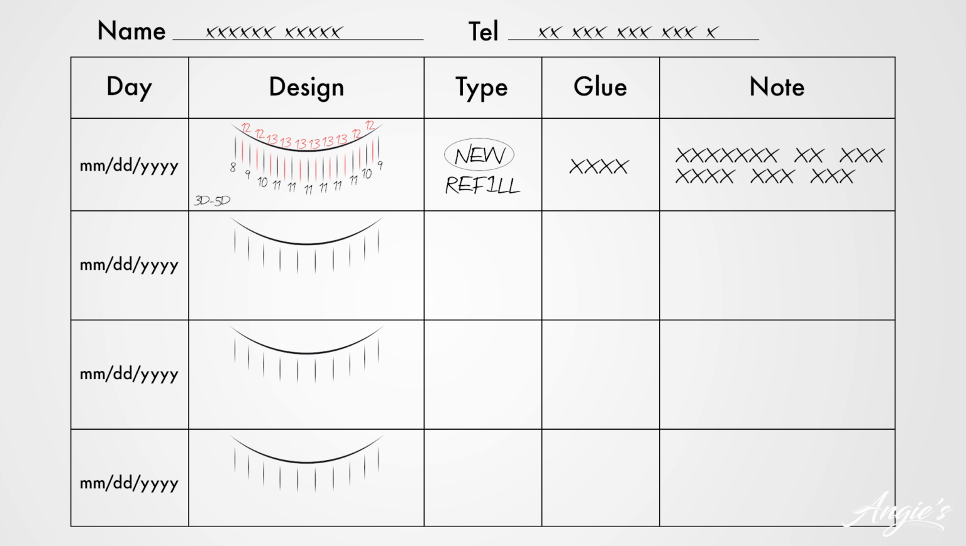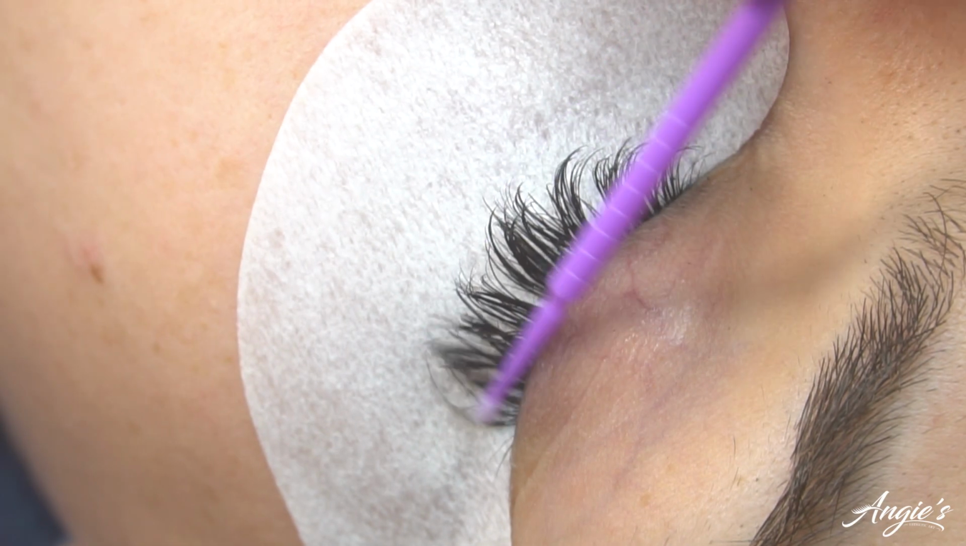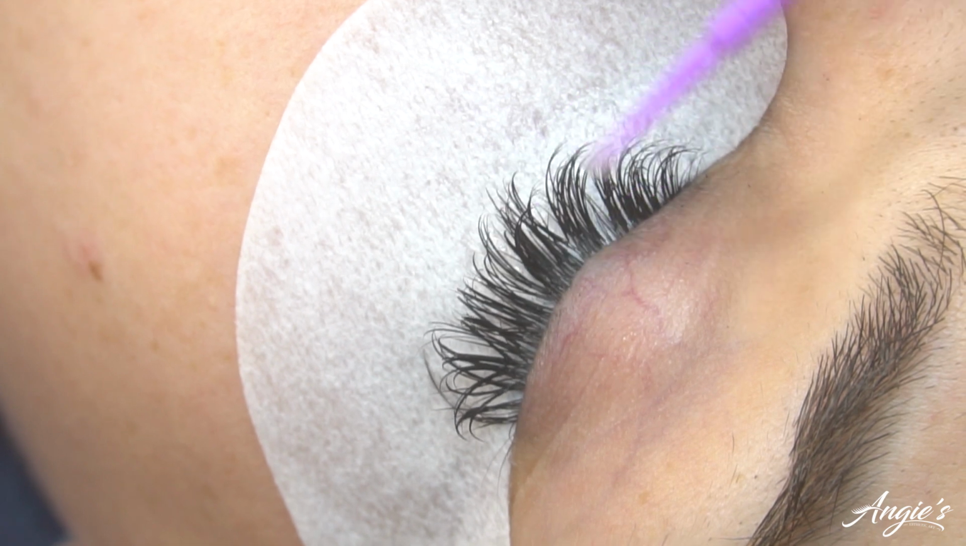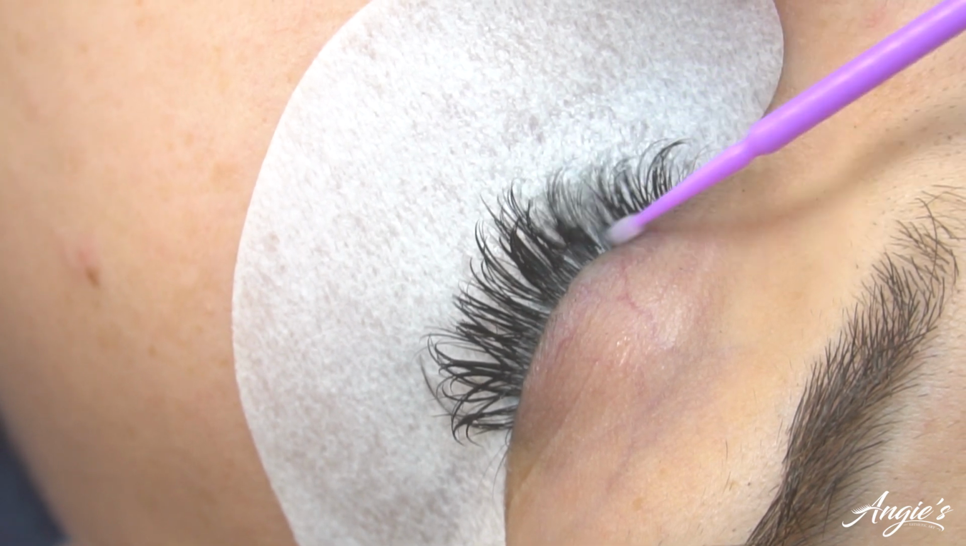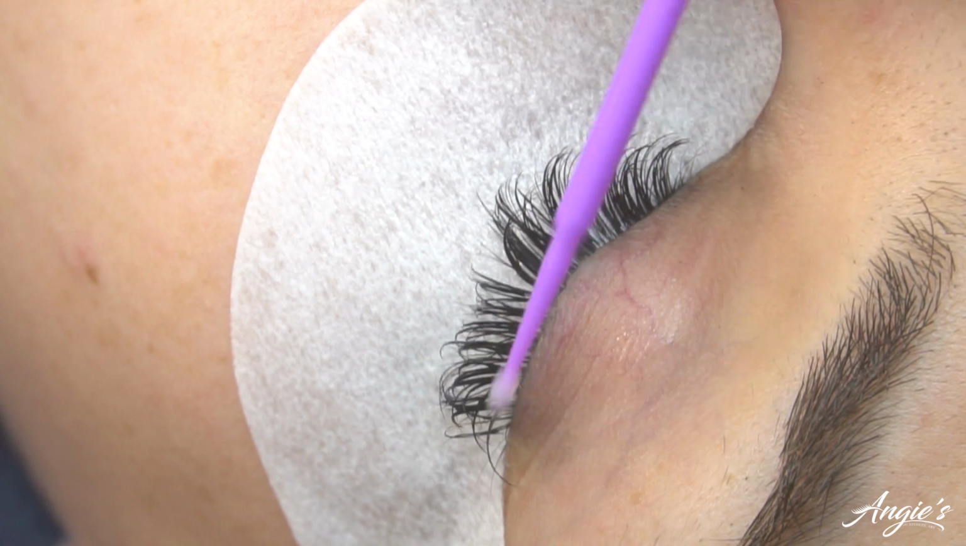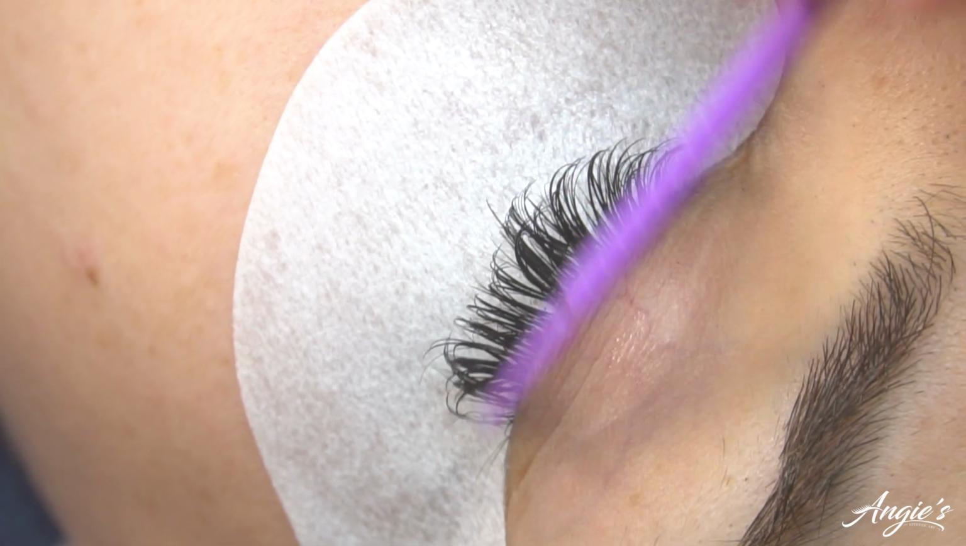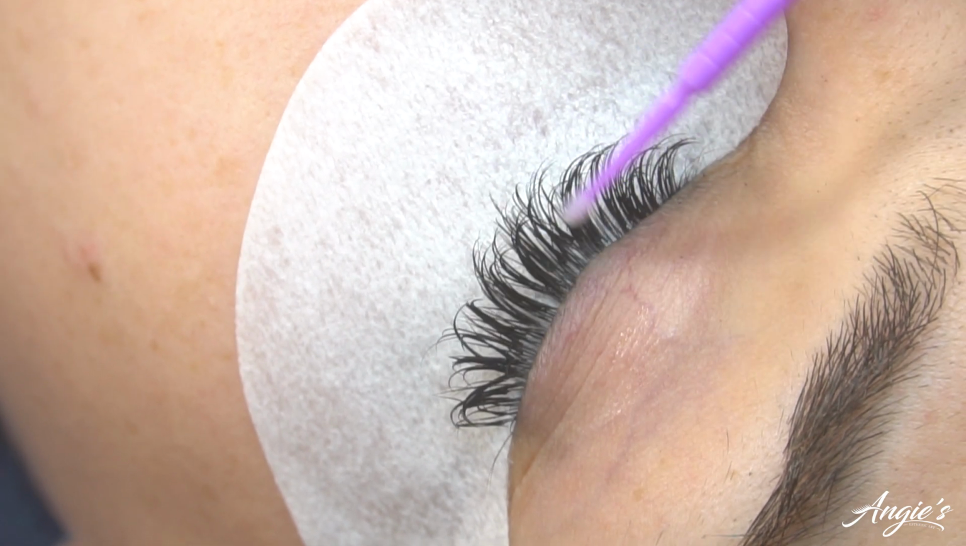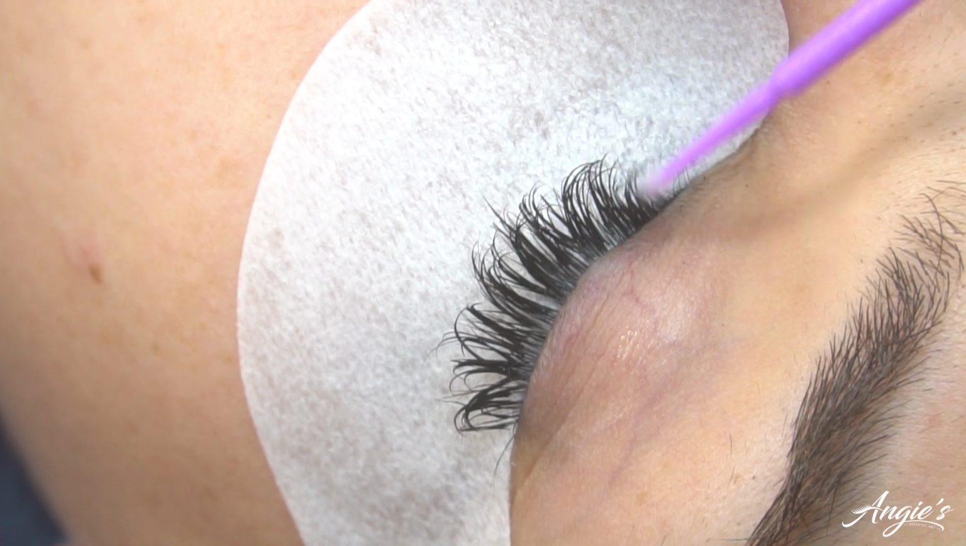We have used curl C in 0.07mm thickness. We start the retouching. After applying the patch, we clean with micellar water, using the microbrush, because the cotton bud could leave cotton fiber traces, after which we apply the primer.